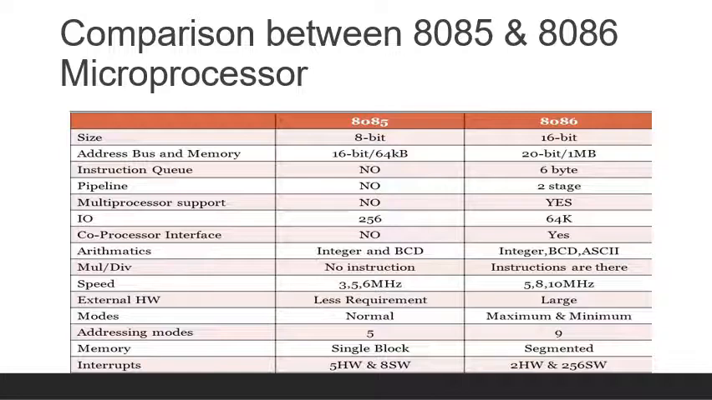8085 does not support a pipelined architecture while 8086 supports a pipelined architecture. Coming to the input output, the 8085 can address 2 to the power 8, that is 256 IOs, whereas 8086 can address 2 to the power 16, that is equal to 65,536 IOs. When comparing the cost, the 8085 is low whereas the 8086 is a bit higher than the 8085.